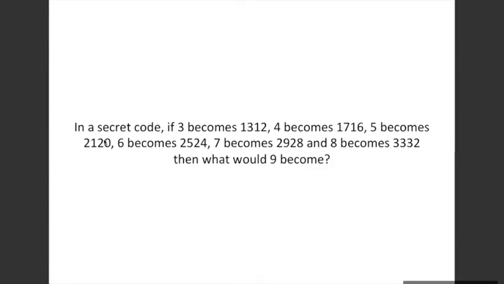5 into 4 is 20 plus 1, 21. 6 into 4 is 24 plus 1, 25. 7 into 4 is 28 plus 1, 29. 8 into 4 is 32 plus 1, 33. 9 into 4 is 36 plus 1, 37. So 3736 is the correct answer here.